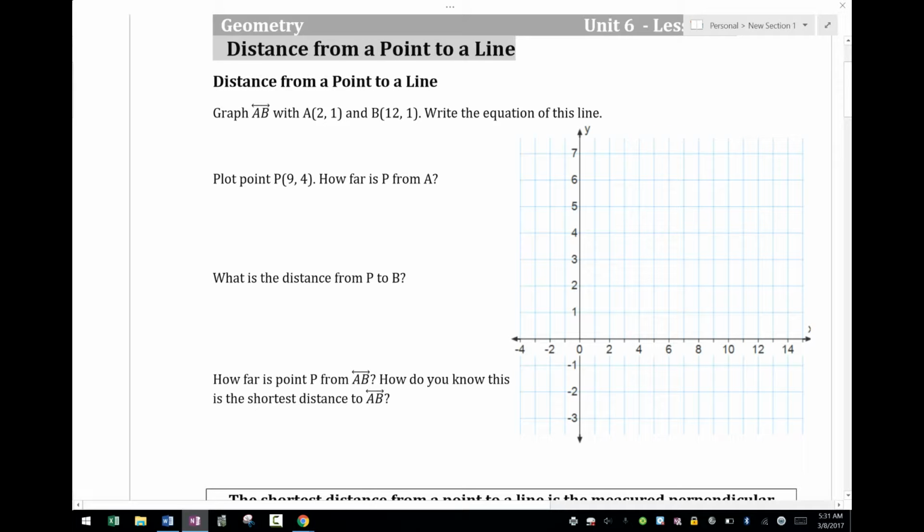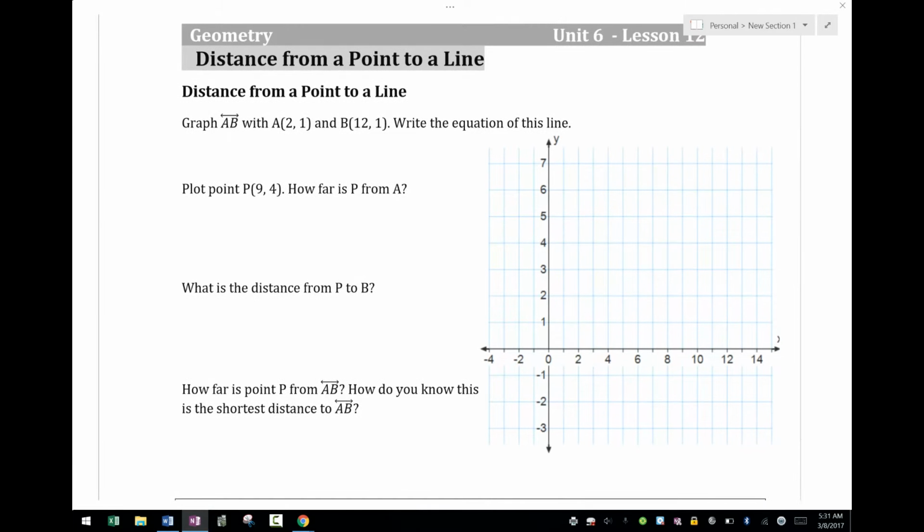Okay, so let's try to do distance from a point to a line so you guys can understand what's going on. Again, when we are doing this, I want you all to remember that I need you to use your noggin and I need you to use the graph. So with that, let's get started.